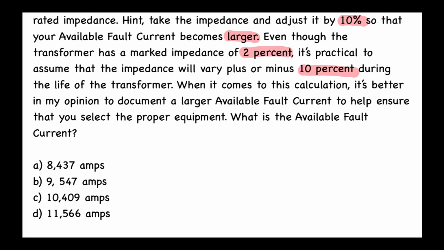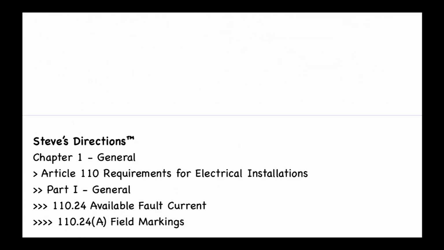I know initially any of them could be the right answer. We just don't know. We're going to have to do the calculations. So let's take a look at our textbook and see what we got here. First question we're going to ask ourselves is, what article are we talking about? And that's going to be Article 110, Requirements for Electrical Installations. And that's within Chapter 1, General.